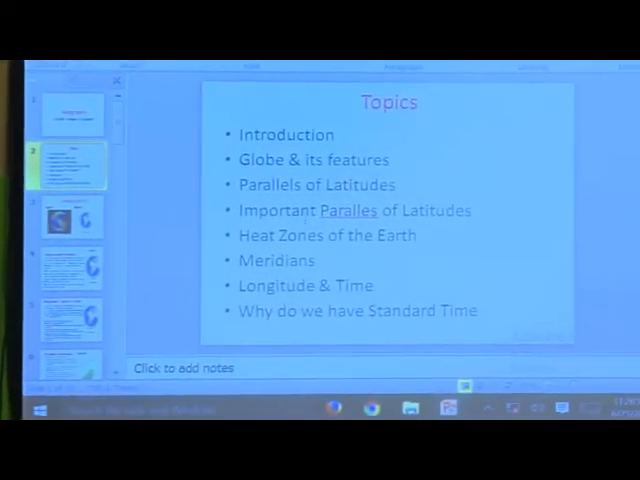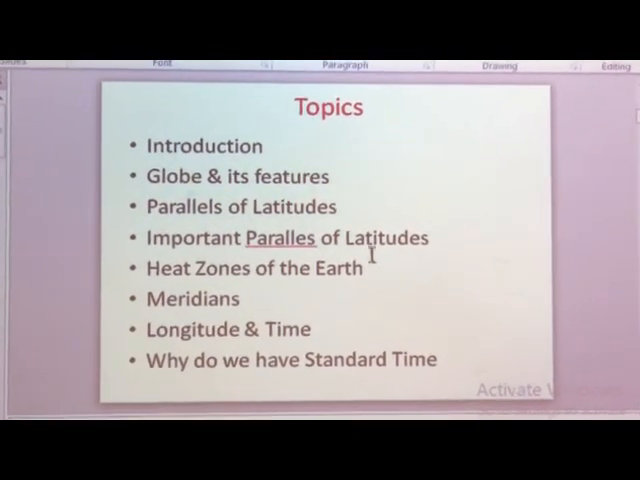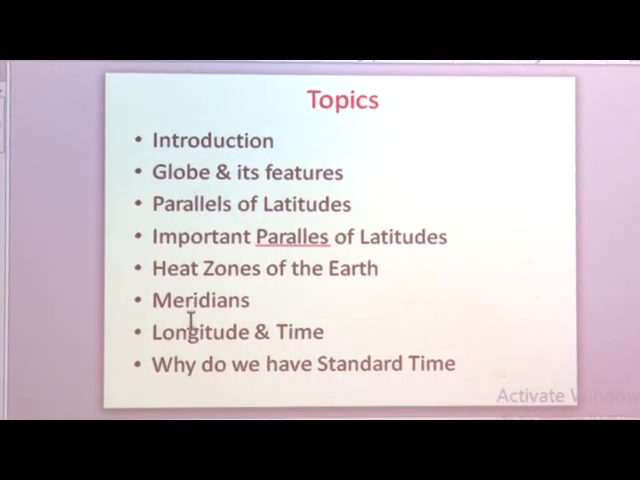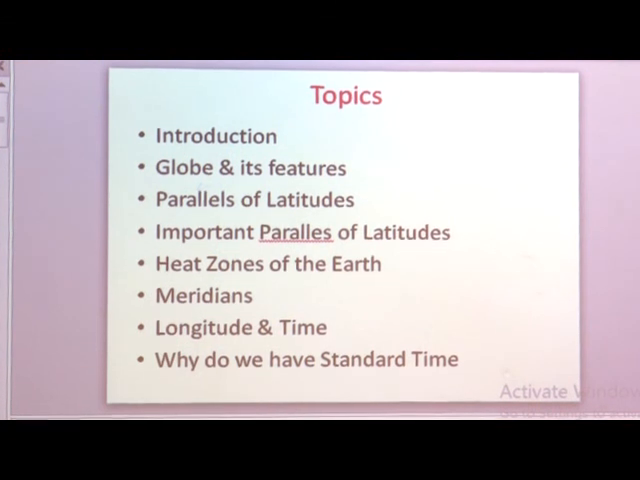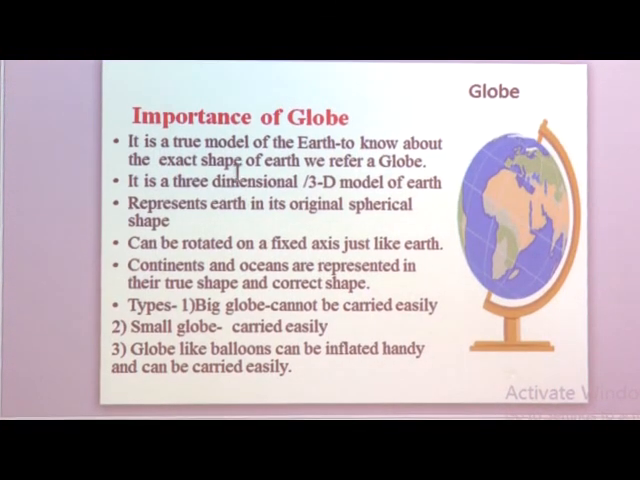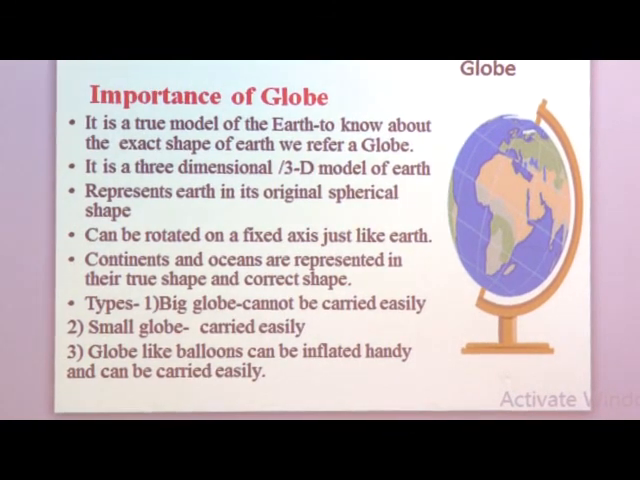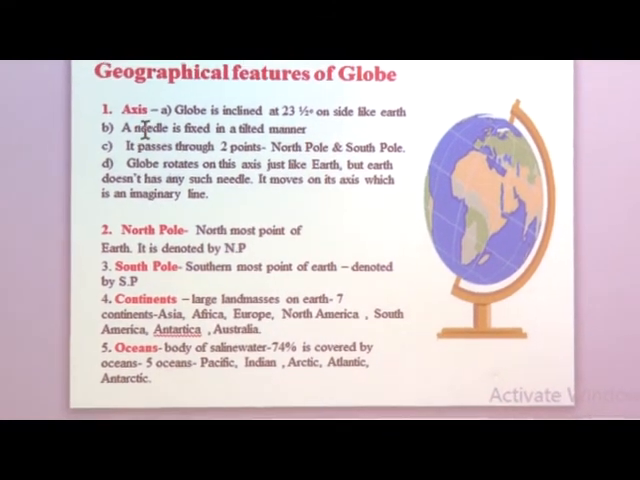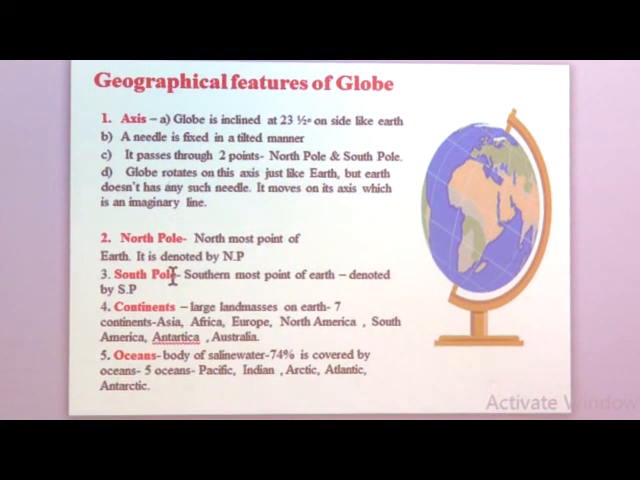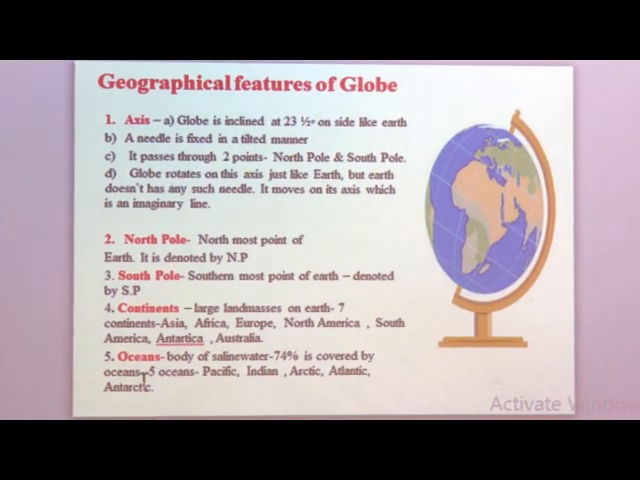So children, now you have seen the video of latitude and longitudes. So this was our lesson. Now let us summarize whatever we have learned in this lesson. Okay. So in this lesson we have seen what is globe, what are the features, then we have seen the parallels of latitudes, again we have seen the important parallels of latitudes, we have seen heat zones, meridians, longitudes and what is standard time. Okay. So importance of globe we have seen, then we have gone through the different features of globes, that is axis, north pole, south pole, 7 continents and 5 oceans.